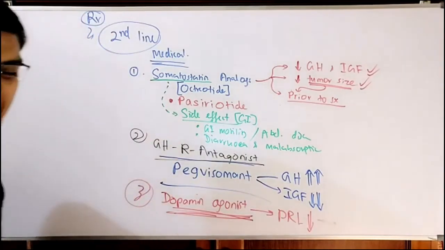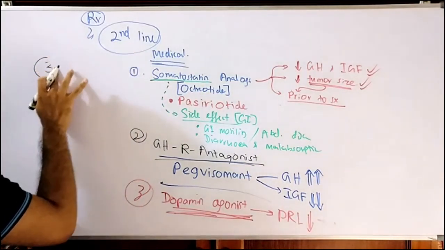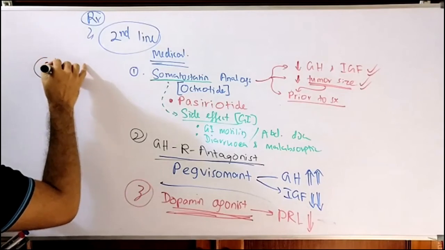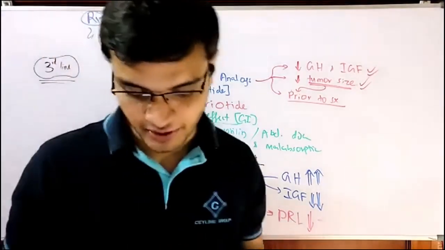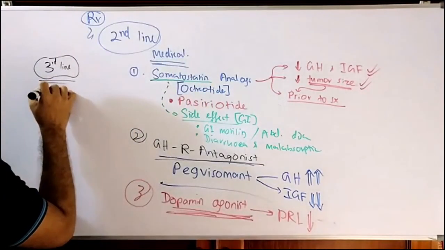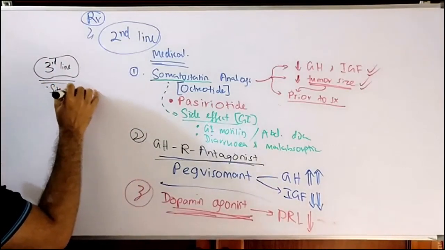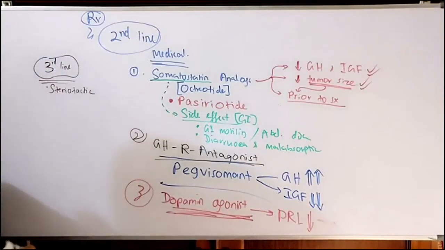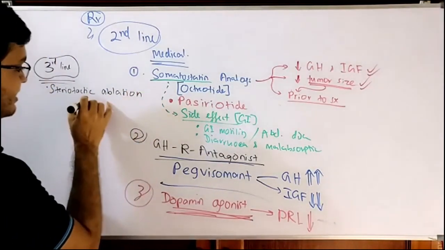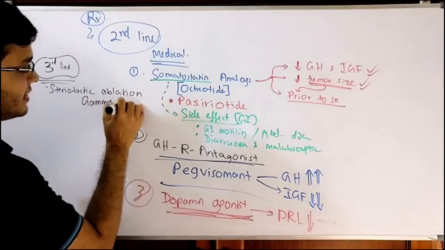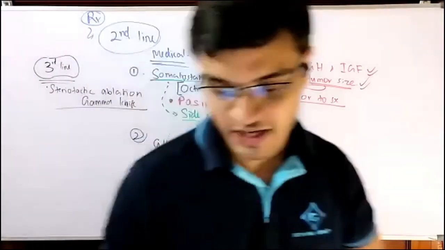Our final third line is irradiation. We are not going to talk much about it here. The third line, you can all put: third line, irradiation. Write this down. There is something special; I have put a picture. Stereotactic ablation, gamma knife. I have put a picture in your skeletal notes.